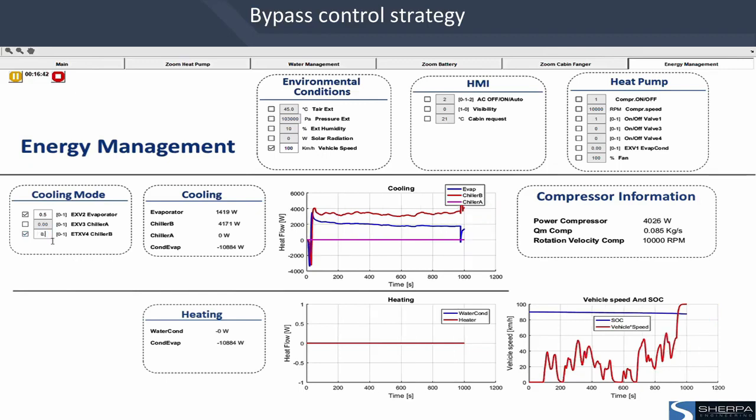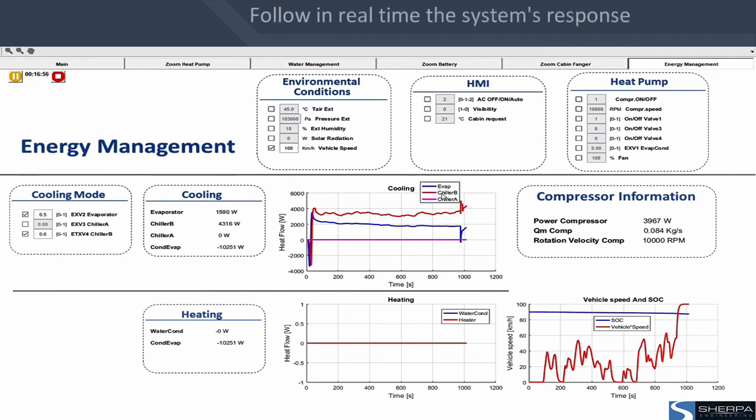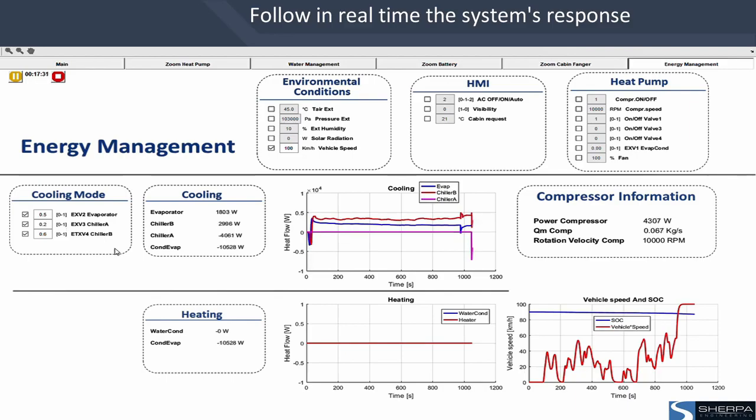As you can see in the cooling graph, this had a direct influence on how the calculations are going. These parameter changes were directly taken into account by the simulation, and we're able to see the system's response in real time. These parameters can be set independently of each other and at any time.